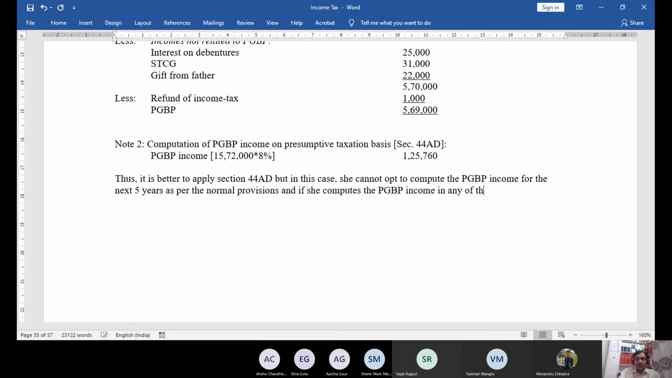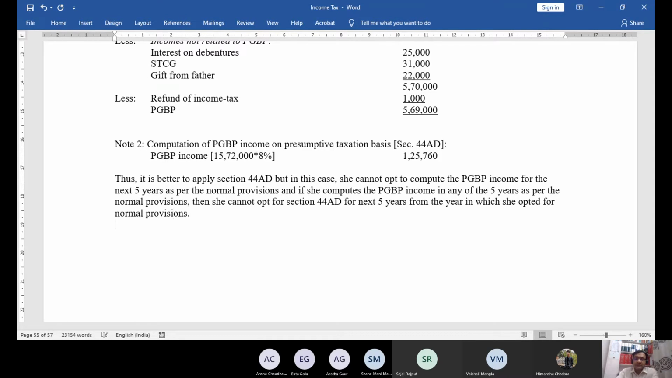in any of the 5 years, as per the normal provisions, she cannot opt for section 44 AD for the next 5 years from the year in which she opted for normal provisions. Do you remember this point? Please raise your hand if you remember this point.